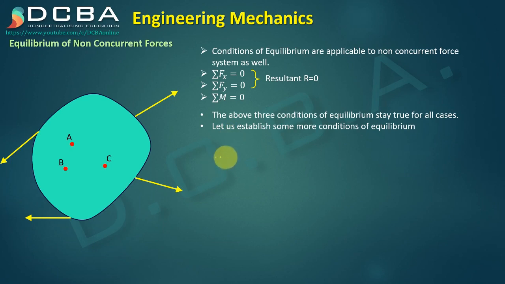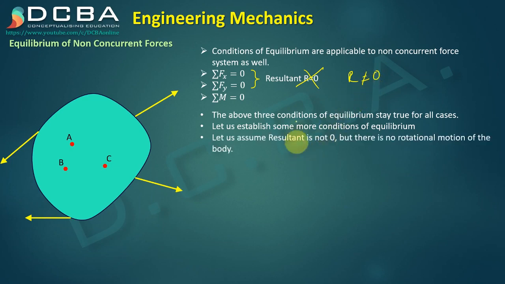But now, since I want to establish certain new conditions, new sets of rules for equilibrium, let us consider for now that this resultant is not equal to 0. That is, resultant is not equal to 0. Okay. But there is no rotation of the body. So what we are assuming first is that resultant is not equal to 0, but we are also assuming that the body does not rotate. So it has equilibrium in one of the conditions here, that is summation M equals to 0.